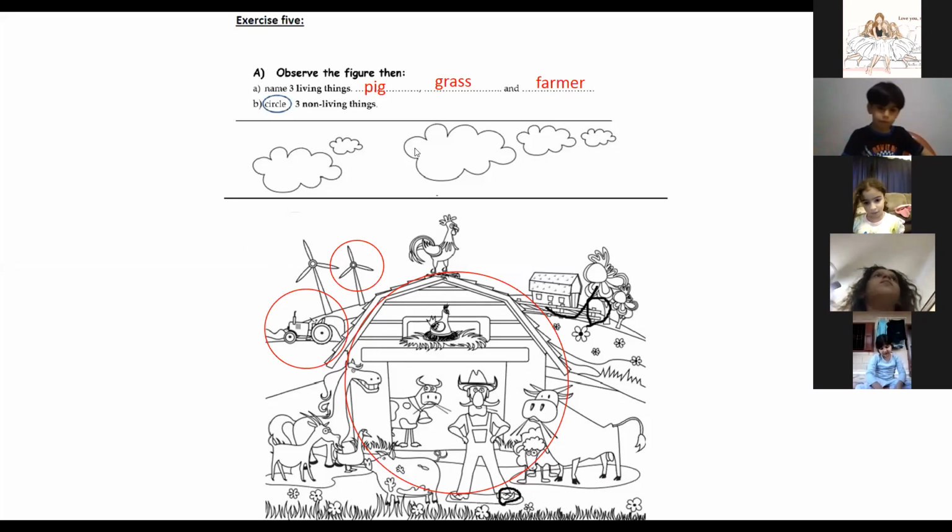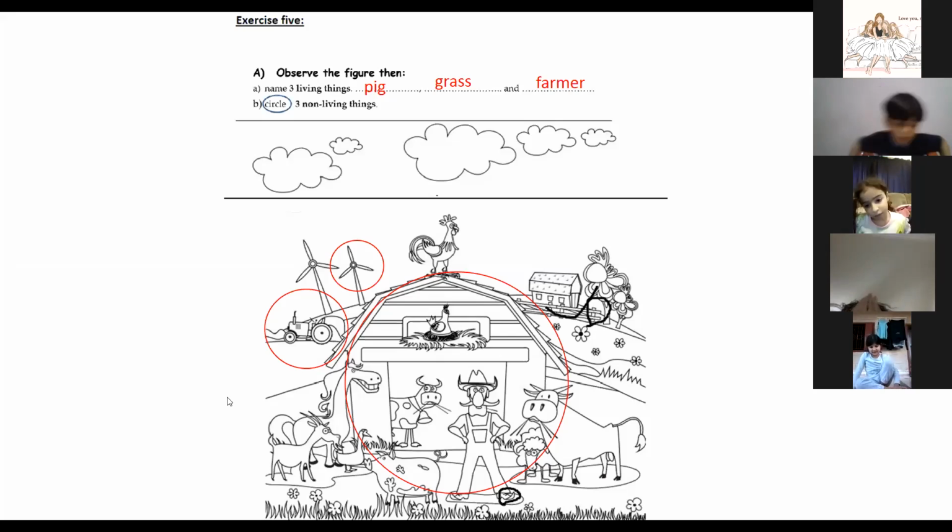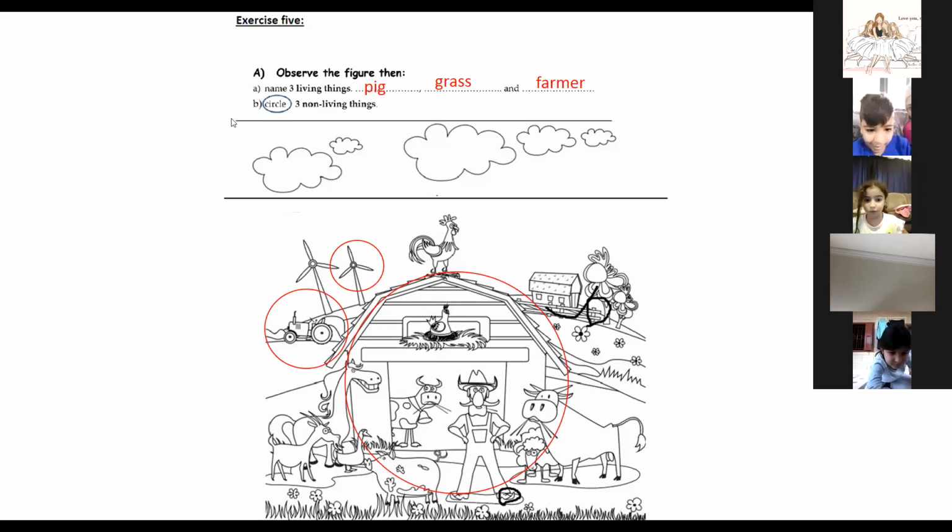I circled the fan. It's a mill, okay. And I circled the truck. Okay. And the house. And the house. Okay, great. And barn. Ali, what did you circle for non-living things? House and truck and fan. And the mill. Okay, great.